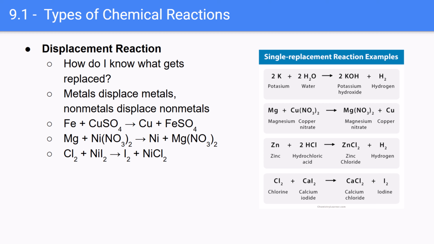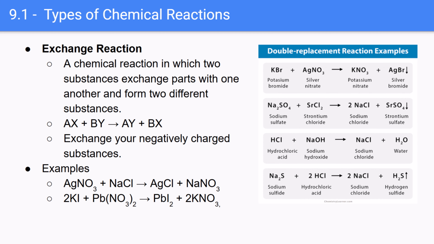So figuring out what displaces what is based off of the nature of the individual element that is by itself. If it's a metal, it will replace the metal. If it's positively charged, it will replace what's positively charged. And if it's negatively charged, it will replace what is negatively charged.